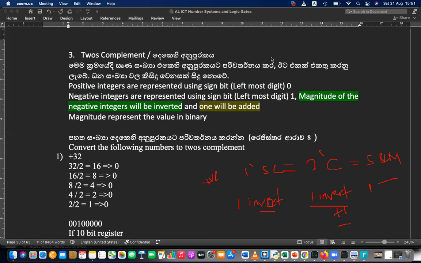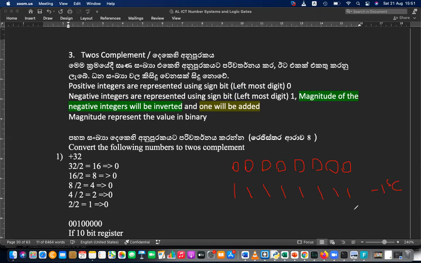But this 2's complement number system has totally solved all the issues which you had in 1's complement and sign and magnitude. That means no positive and negative zeros are there. Because of this inverting and adding 1, let's say you have 0, 0, 0, 0, 0, 0, 0, 0 for positive number. But for negative number, you are inverting that: 1, 1, 1, 1, 1, 1, 1, 1. So this is 1's complement. In 2's complement, you add 1 to this.